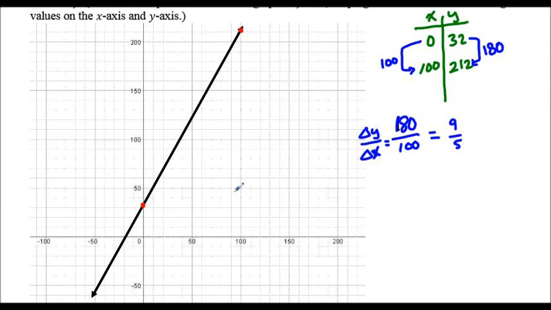And then when we write our equation, we're going to need the starting point. So we're starting out when x is 0 with a y value of 32. We can see that on the graph. So we've got something like this: y equals 9/5 times x plus our starting point of 32. All right, so that's our equation. And we're going to call this one f of x.